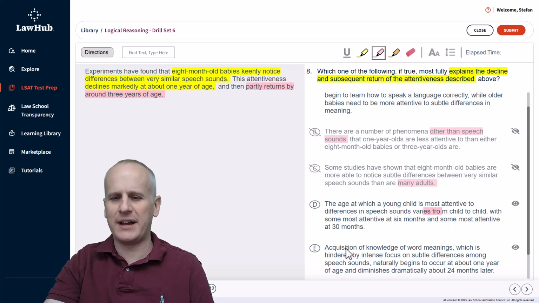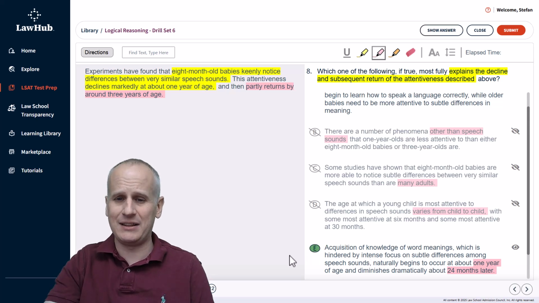And then lastly, we've got choice E, acquisition of knowledge of word meanings, which is hindered by intense focus on subtle difference among speech sounds. Okay, so differences among speech sounds naturally begins to occur at about 1 year. Okay, 1 year is exactly the time frame we wanted, and diminishes dramatically about 24 months later. Well, that would absolutely be 3 years of age, so E really does hit exactly what we wanted.